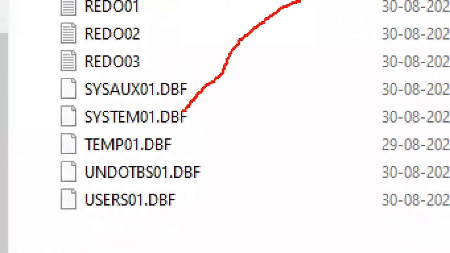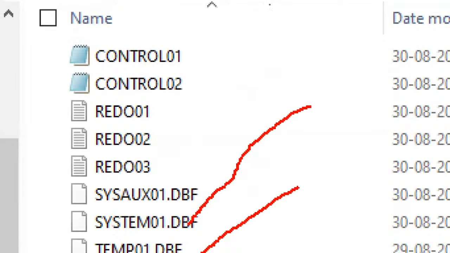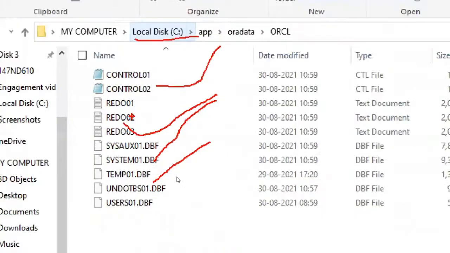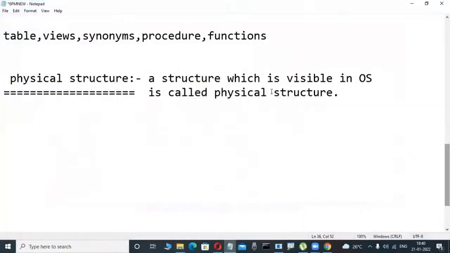These are data files, .dbf files. Okay, fine. What is this one? You don't have an idea. Later you'll be familiar. Here are control files and redo log files. These files are a structure which is visible in the operating system. Maybe some files are visible or not. That is called the physical structure.